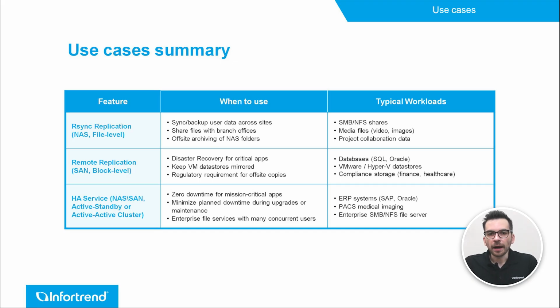And finally, high availability cluster. This is the highest level of protection. Two systems or nodes work together, and if one fails, the other immediately takes over. The option is essential for environments where downtime is simply not acceptable, like banking, telecom, or online services.